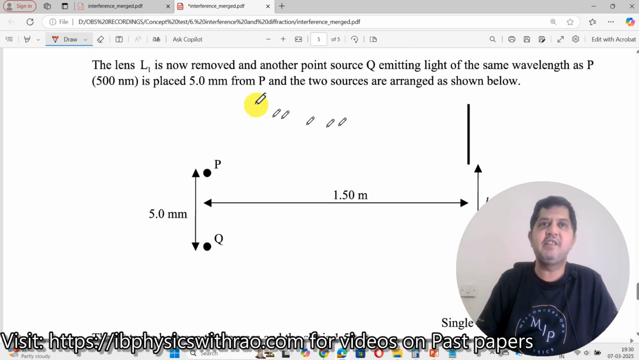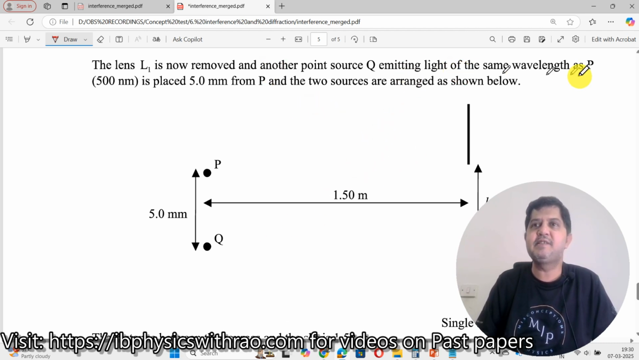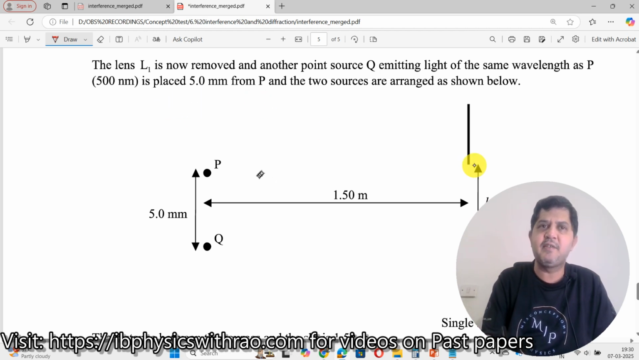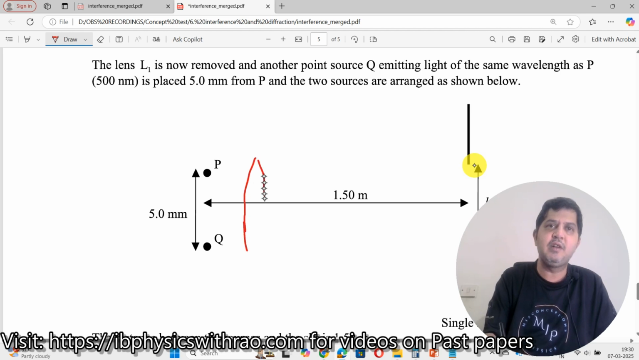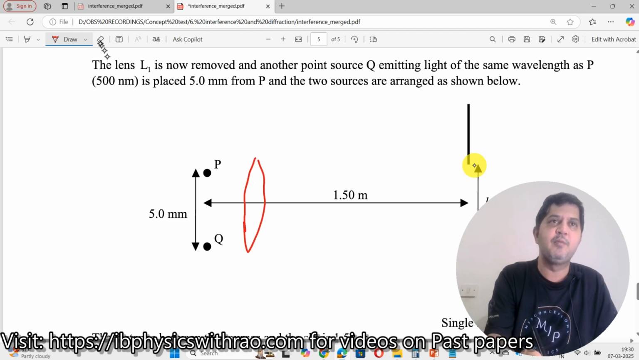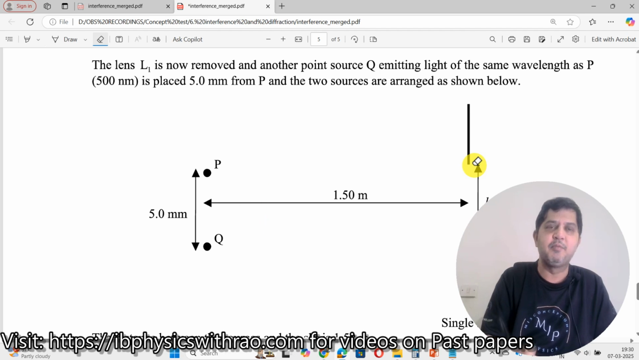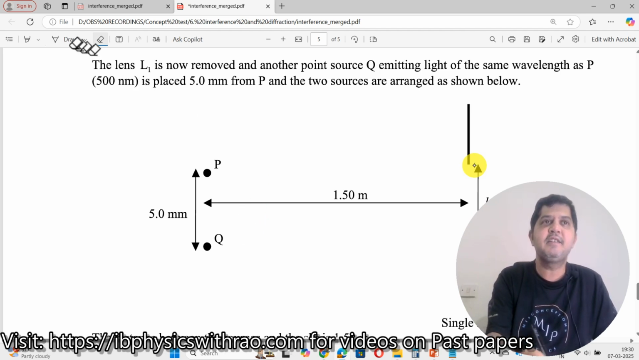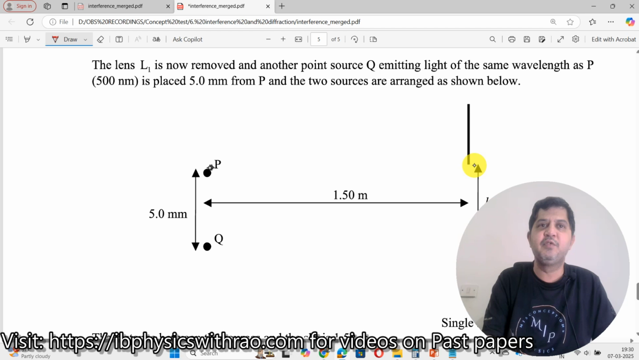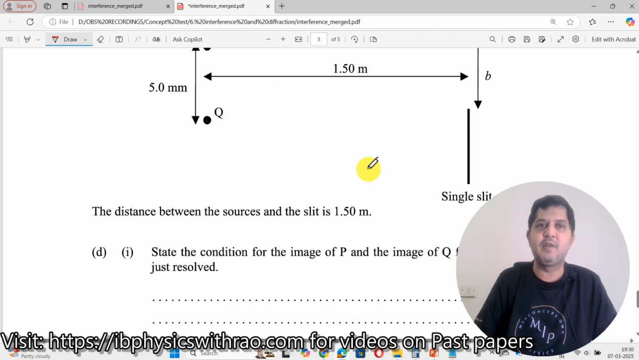The lens L1 is now removed and another point source Q emitting light of the same wavelength as P is placed 50 millimeter away. Now what I am going to do: earlier there was a lens here, and I am going to remove this. Another point source Q is placed over here, of the same wavelength as P, as shown here. And now what has been asked?